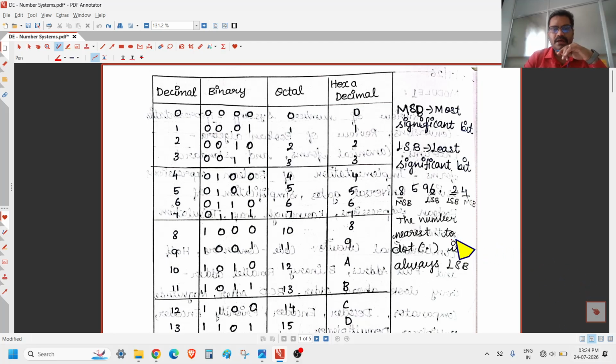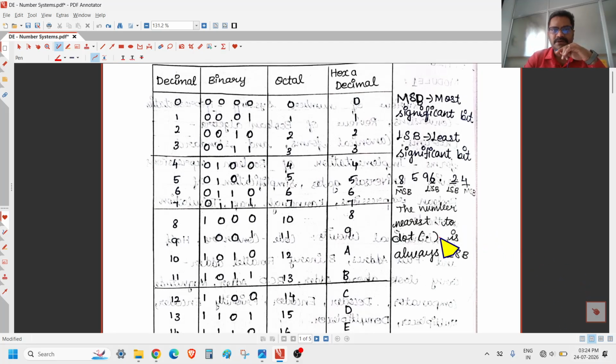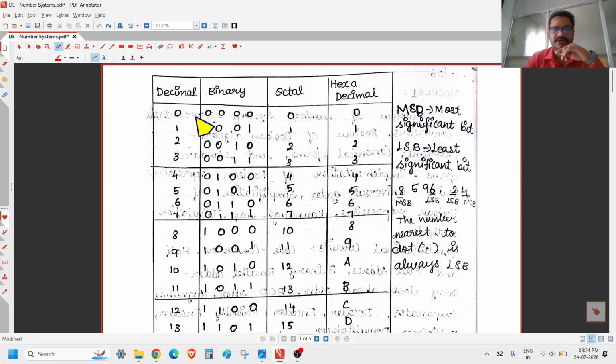Here you can see the basic table for the number systems. Since I already told you there are four types: decimal, binary, octal, and hexadecimal. The base for decimal is 10, for binary the base is 2, for octal the base is 8, and for hexadecimal the base is 16.